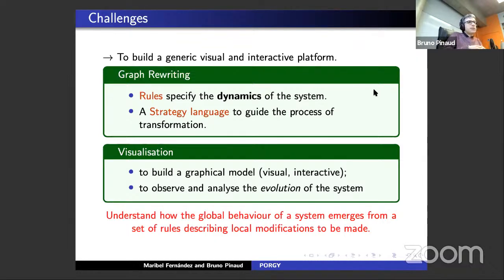Then, on the visualization side, with PORGY, you can build a graphical model of your system, and you can also observe and analyze the evolution of the system, but you analyze it visually. And overall, what is for us a sort of a mantra is to understand how the global behavior of the system emerges, this is the important verb, from a set of rules describing local modifications to be made.